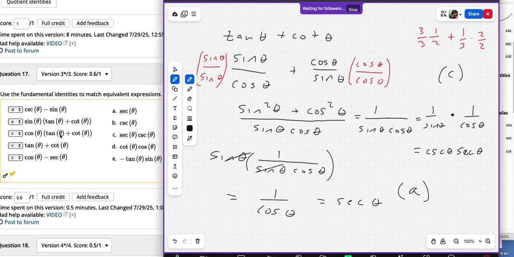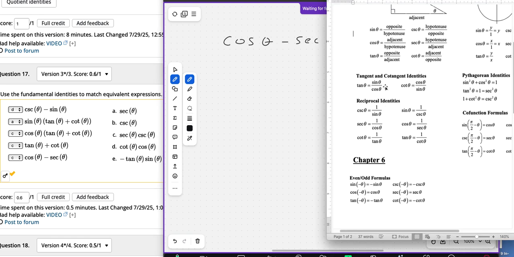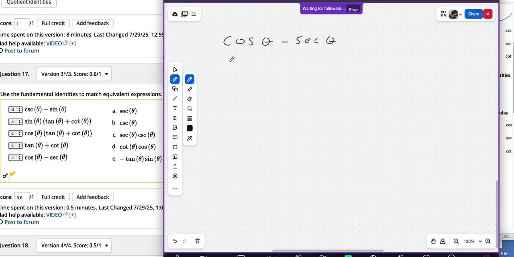And then you can do the same thing with C, and it'll just end up a cosine on the outside. This one is pretty much the same as that first one that I did. Oh, it does have one little trick to it though. Actually, let me go ahead and show that one because of that negative sign. So similar here, we would have cosine theta minus secant theta. And so with our secant, that's 1 over cosine. So cosine theta minus 1 over cosine theta.